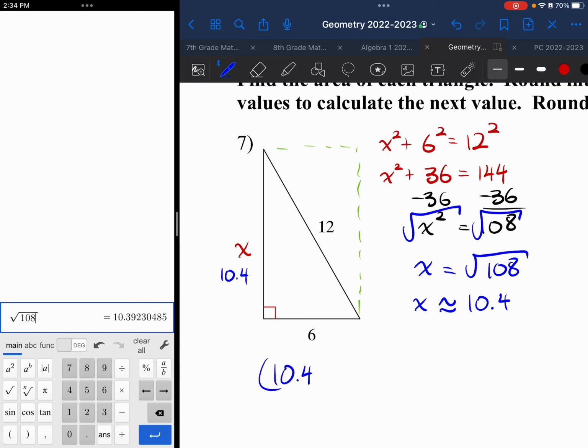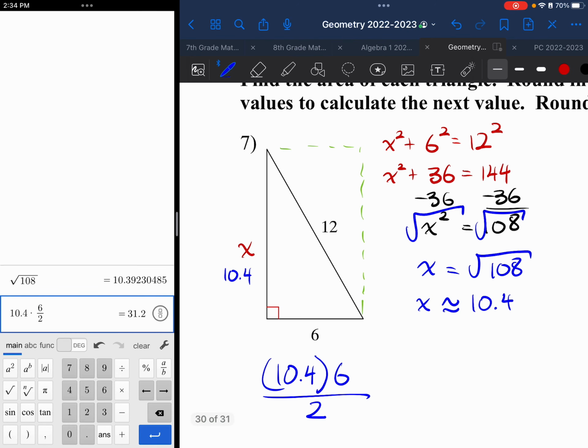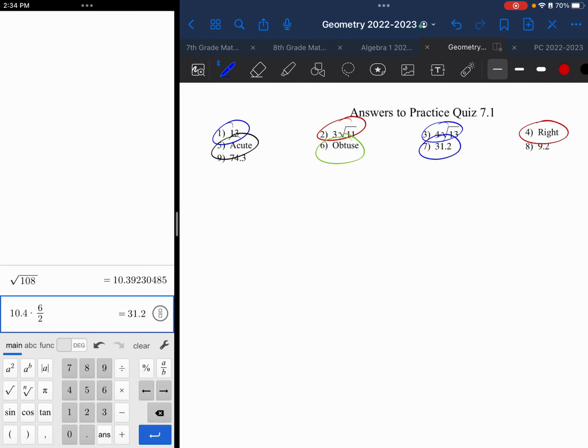And then again, I'm just doing 10.4, which is the height. I'm going to multiply that by the base, which is going to be times 6, and then after that, I'm going to divide by 2. So I'm just going to say 10.4 times 6 divided by 2, and I get, this is again 31.2. So that's my final answer. There are no units on this one, so I can just leave the numbers. 31.2 for number 7.